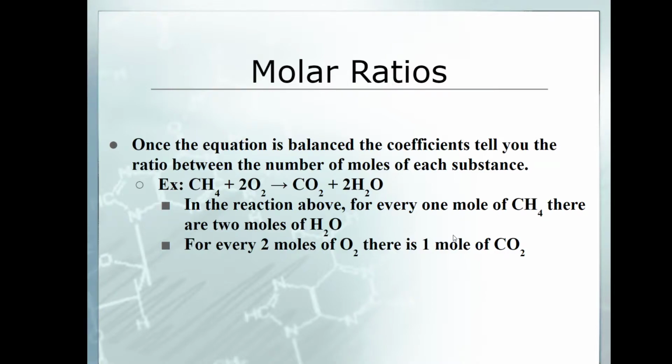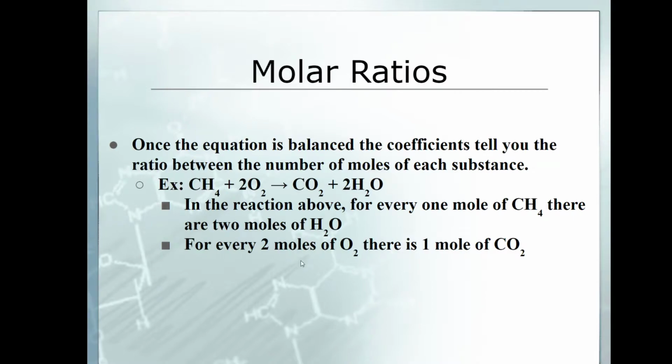So once this equation is balanced, if you look at these coefficients, they'll tell you how many moles there are of each one compared to the others. So in this reaction above, the same combustion of methane reaction, for every 1 mole of CH4, there are 2 moles of H2O. Because the coefficient in front of CH4 is a 1, if it's not there, it's assumed to be a 1, and because the coefficient in front of the H2O is a 2, that means that the ratio between them is 1 mole of CH4 for every 2 moles of H2O.